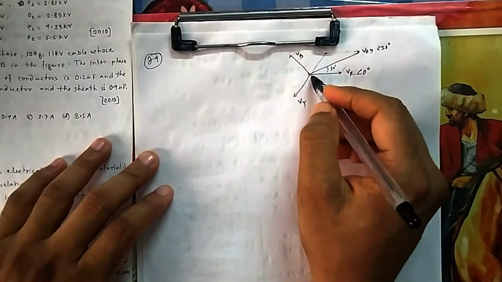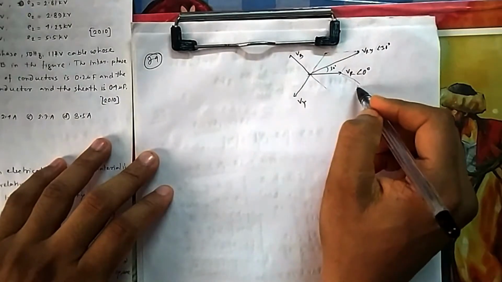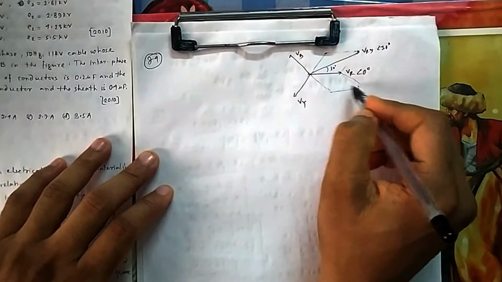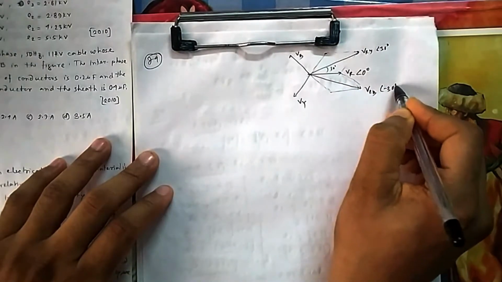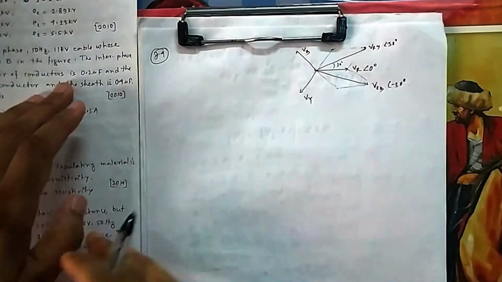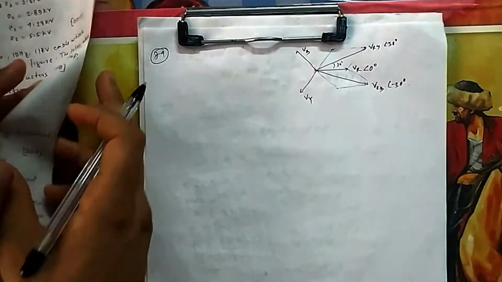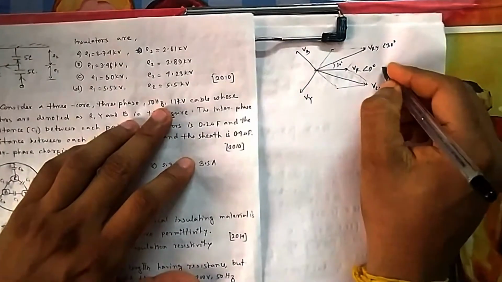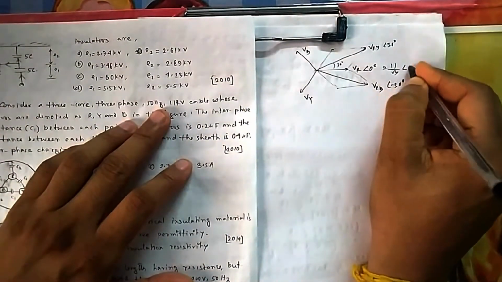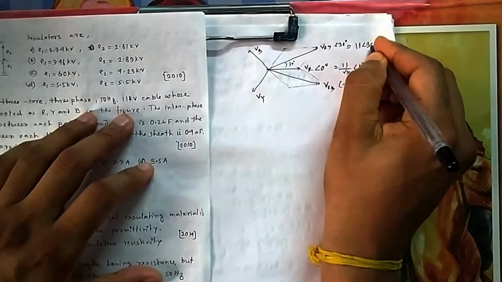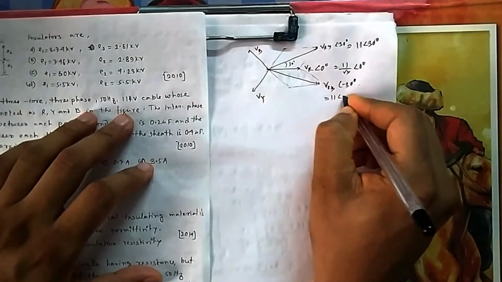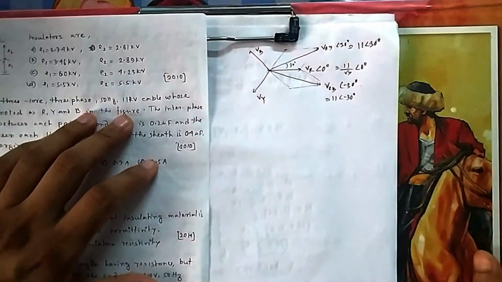And another one we need is VRB. So this is VRB, that is with an angle of minus 30. This 11 kV is obviously the phase to phase voltage. So VR will be 11 by root 3 at an angle of 0, in kV. And this will be 11 at an angle of 30, and this will be 11 at an angle of minus 30, because these are line voltages.